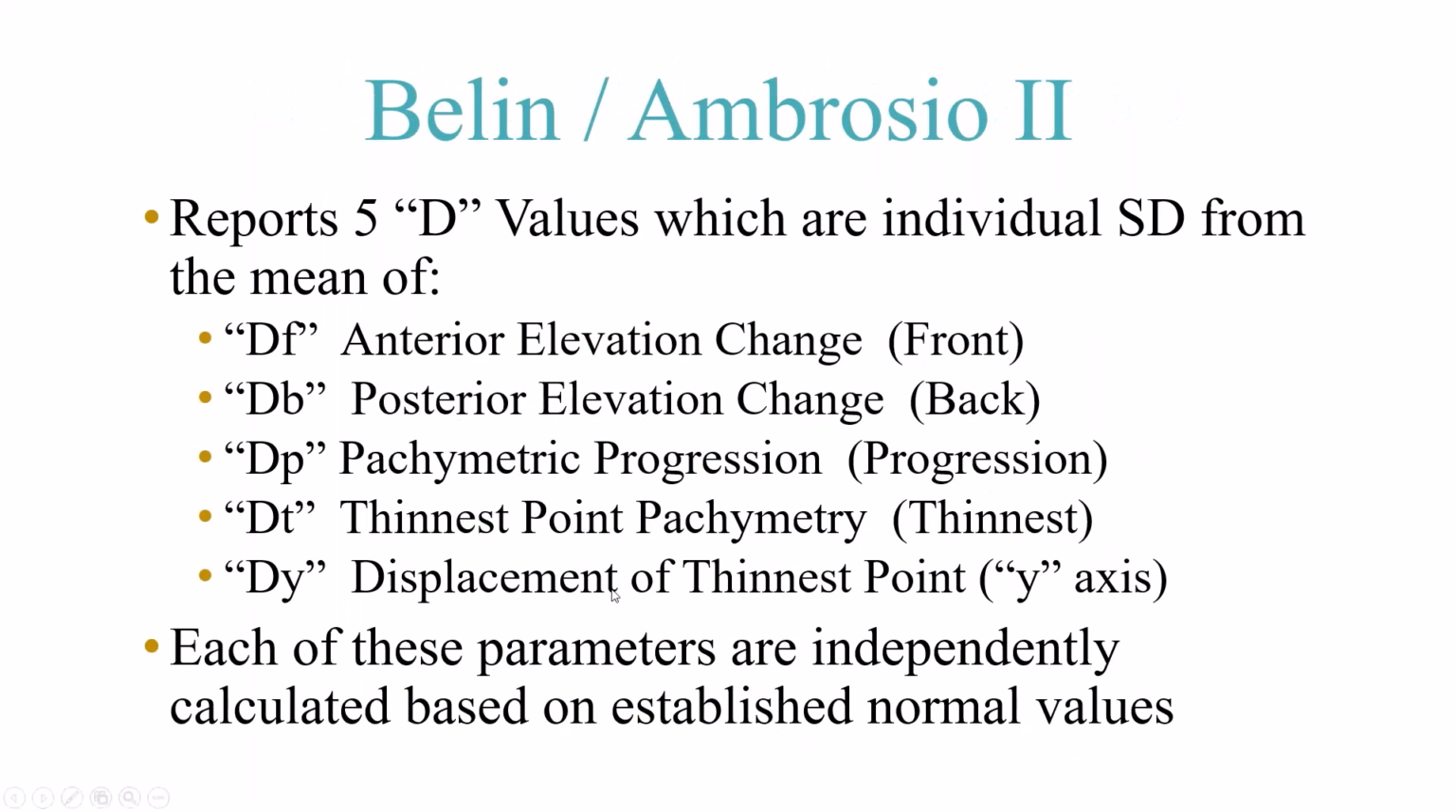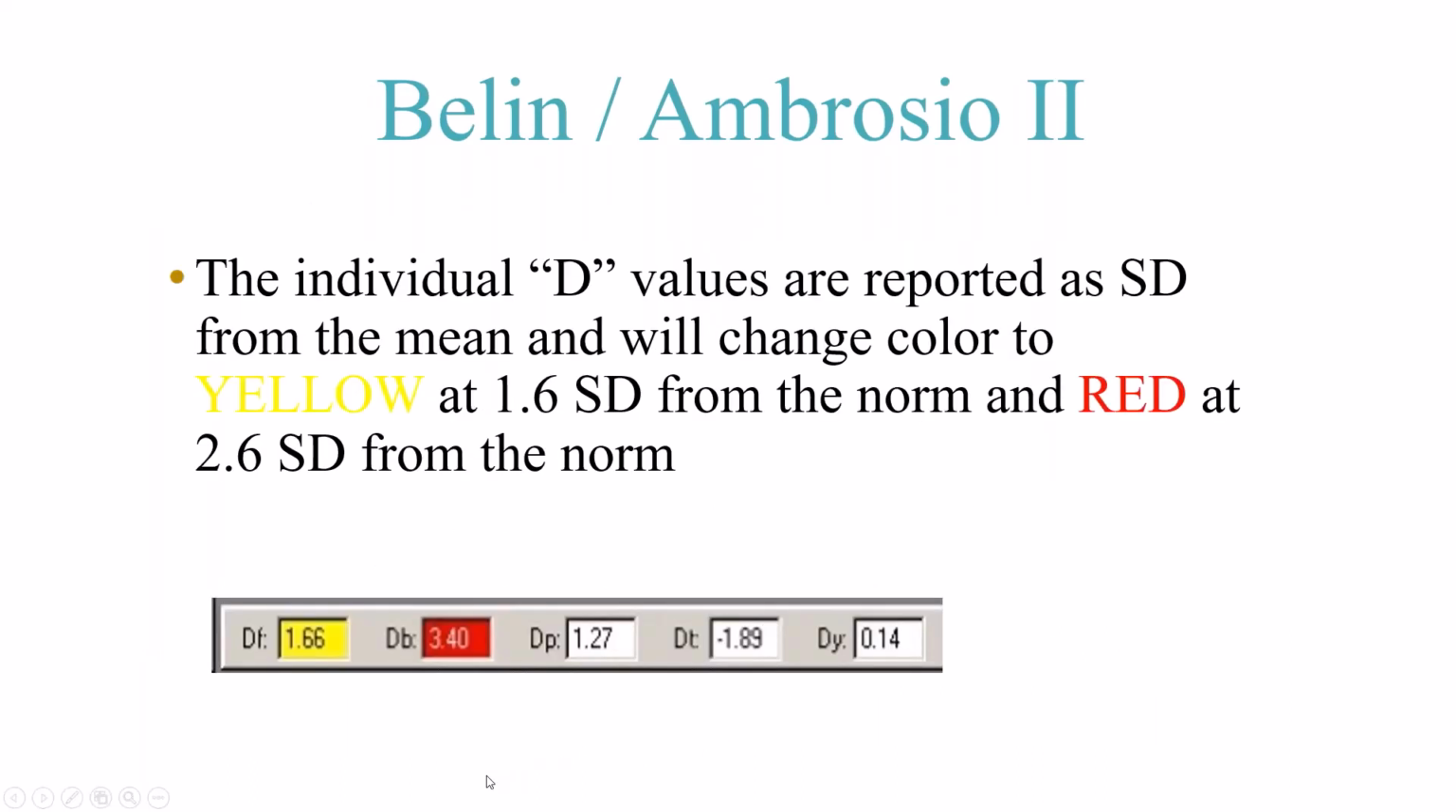The second iteration utilized 5 parameters. It used the anterior elevation change, which was called DF. Again, that's change going from the standard best fit to the enhanced reference, posterior elevation change, pachymetric progression, the actual thinnest point, and the location of the thinnest point. Each of these parameters was independently calculated based on established normal values. And the individual values were reported as standard deviations from the mean. They would change in color to yellow if you were 1.6 or greater, and they will change to red if you're more than 2.6 standard deviations from the norm.